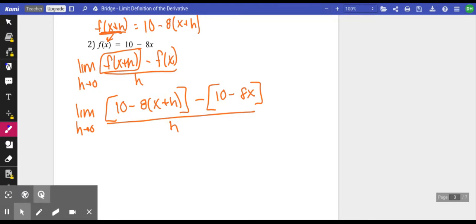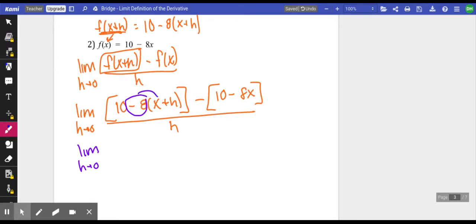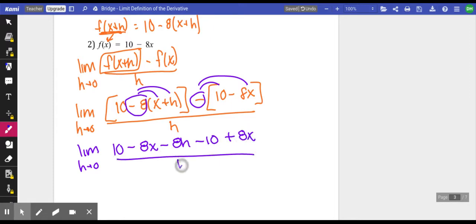So again, we've got to be really careful here. The limit as h approaches 0. And we're going to talk about we can distribute. I can take this negative 8 and distribute, and I can take this negative and distribute. So I've got 10 minus 8x minus 8h minus 10 plus 8x all over h.